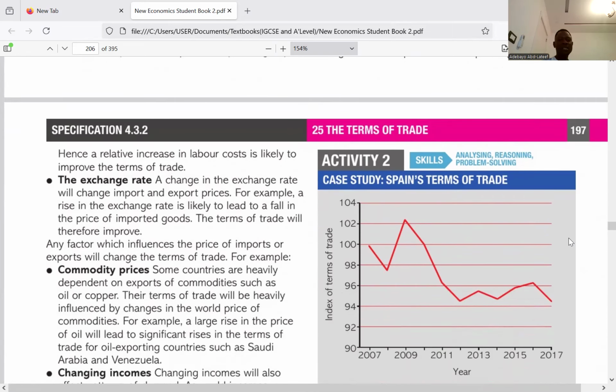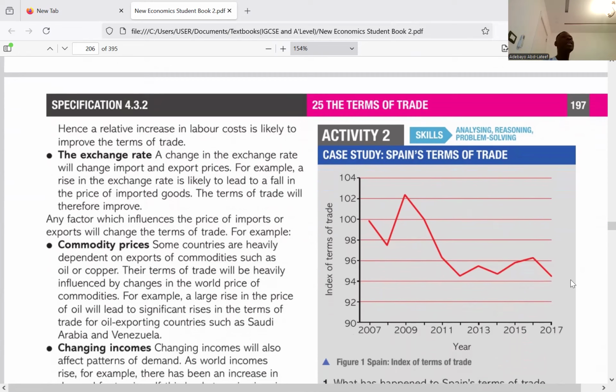The next one, the exchange rate. We're talking about the price of a country's currency relative to other countries' currencies. So a change in the exchange rate will change import and export prices. For example, a rise in the exchange rate is likely to lead to a fall in the price of imported goods. The terms of trade will therefore improve. So a rise in exchange rate means the price of imported goods would fall.